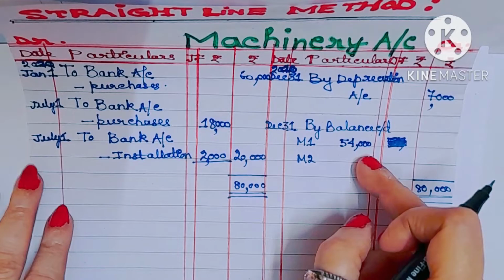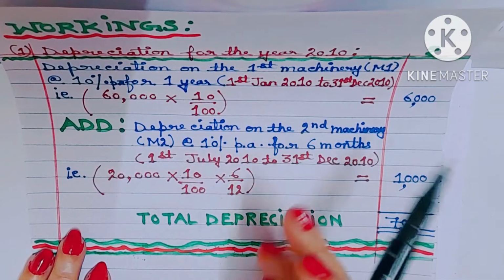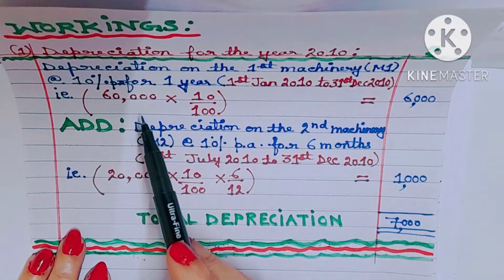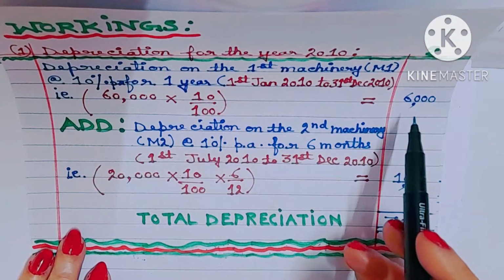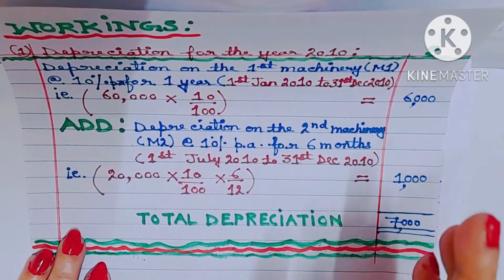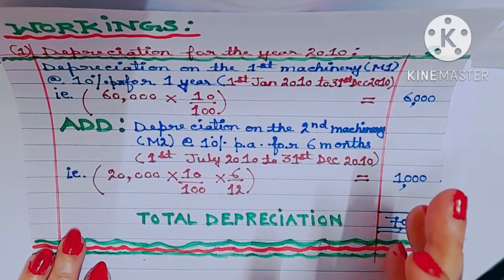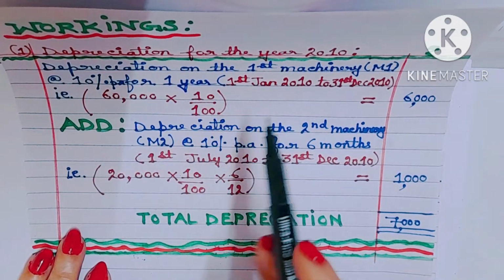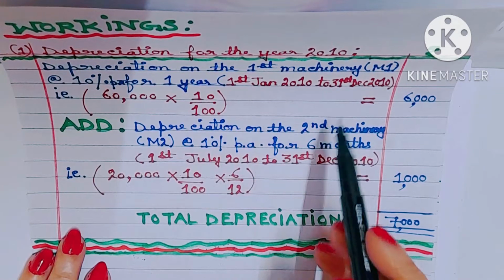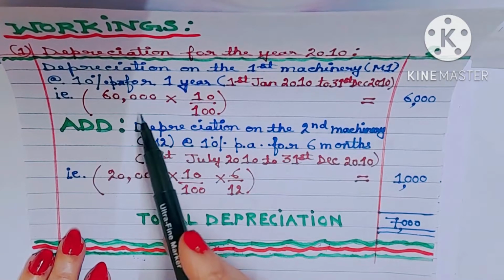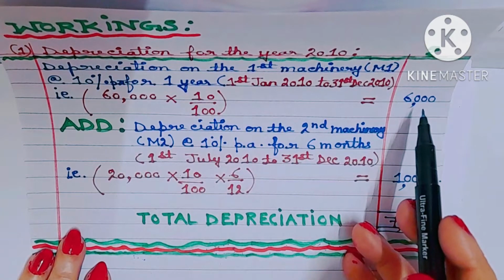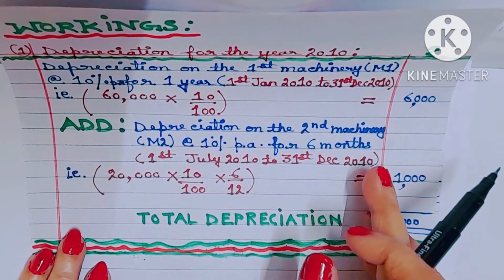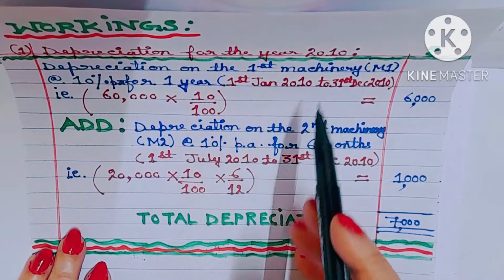Let me show you. So, the book value of the first machinery will be 60,000 minus 6,000 depreciation is equal to 54,000. What is book value? Book value is equal to original cost of the machinery minus depreciation for the year. So, 60,000 minus 6,000 depreciation will give you 54,000. So, the book value of the first machinery will be 54,000.